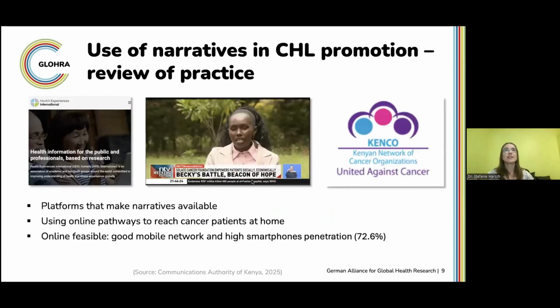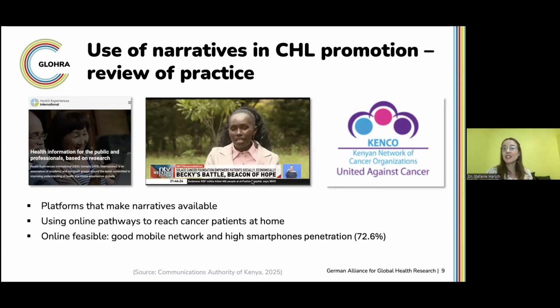So now we were interested in what is happening in Kenya at the moment in order to address the needs of cancer patients. And we saw there are different websites or initiatives that use narratives in order to inform about lived experience. For instance, the platform Health Experience International, not specifically for Kenya, they report cancer experiences and illnesses. Sometimes cancer patients speak up on radio, on social media. And also there are lots of social support groups who share stories among each other.